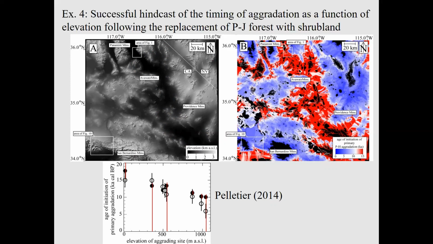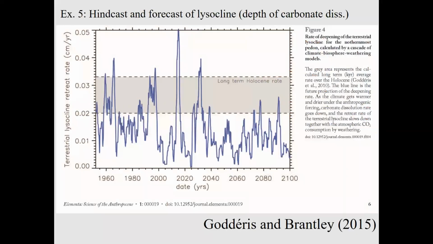So some of the time lags in the fluvial system can be understood by thinking about vegetation changes and relating models to not just the climatic record, but also the paleovegetation record. So I consider this to be a reasonably successful hindcast of the fluvial response to climatic changes, in this case over geologic timescales. This is an example from Goderies and Brantley, 2015.